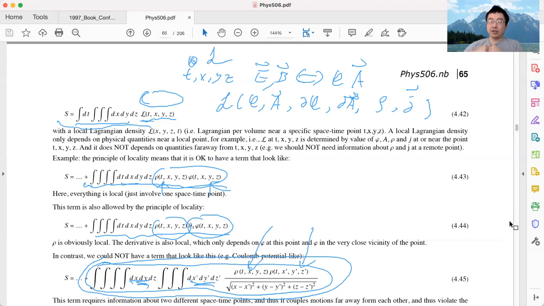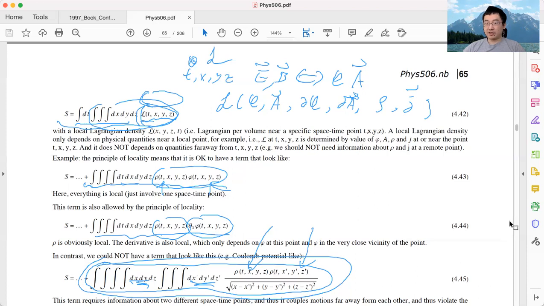This type of term is not allowed by the principle of locality, because the principle of locality tells us everything is local. I just need to know this local area and I know its contribution to the action. This term requires something non-local. It requires information of both this area and the other area, and these two areas could be separated very far away from each other. That is not allowed. So the principle of locality does not allow us to have this type of term. It only allows one spatial integral, so that I only need the information about one spatial area for each Lagrangian density term.